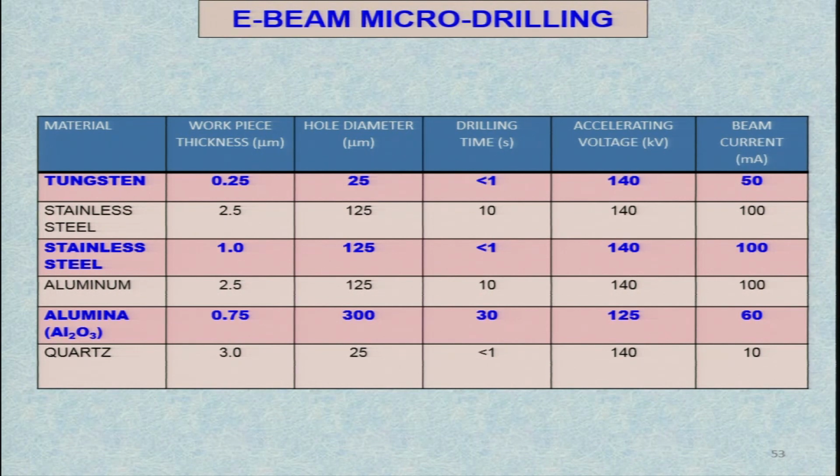Some of the data are there which have been collected from different books and journals, and you can see they have been able to machine materials like tungsten, stainless steel again, aluminum, alumina and quartz. And workpiece thicknesses are different over here, as you can see they range from 0.25 to 3 micrometer, and then you have the hole diameter that are being drilled over there in the sheet, and then drilling time taken in terms of the seconds, and accelerating voltage are different in different cases, and beam current in milliampere are shown over here. So, using these data you can decide which kind of the equipment you should use for a particular application.